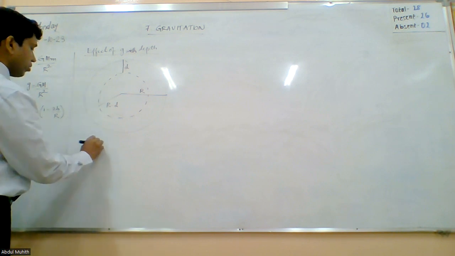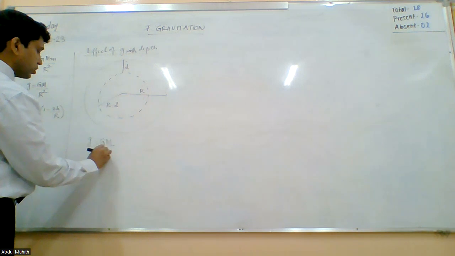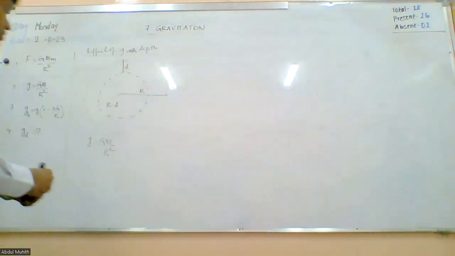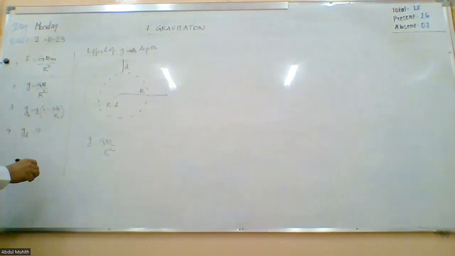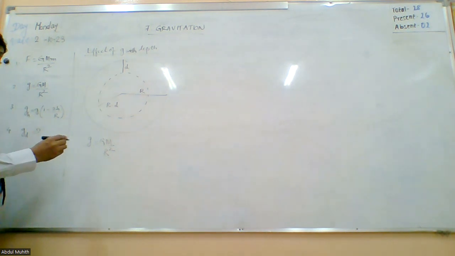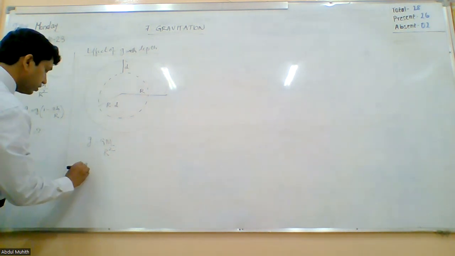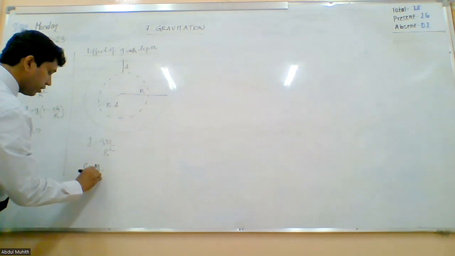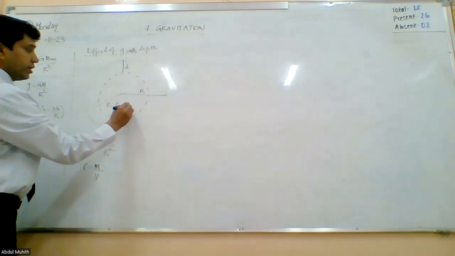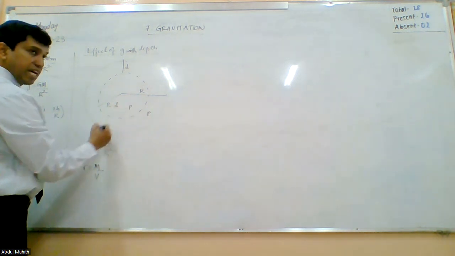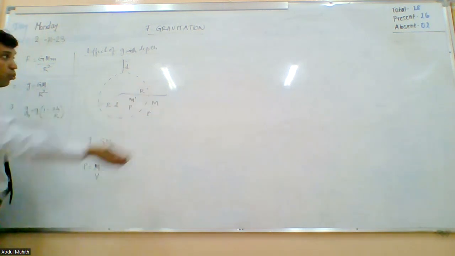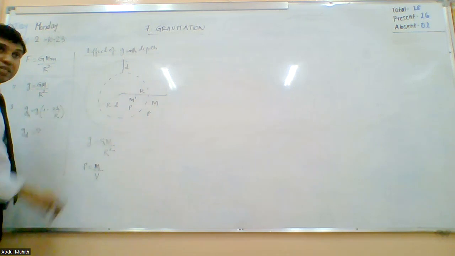g is equal to GM by R square. Now what happens here? The mass will change. The density remains the same. Density equals mass by volume. The density of the whole Earth and the density of the smaller Earth is the same. The mass of the whole thing is M, and the mass of the small one is M dash.